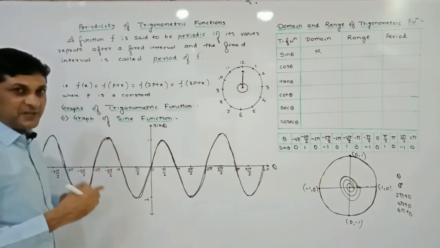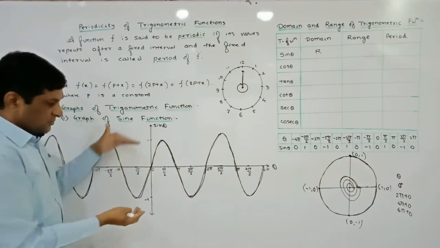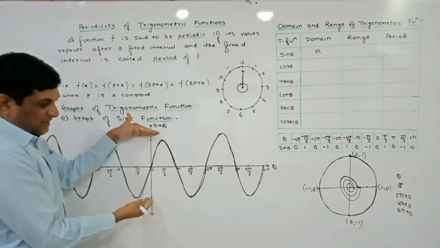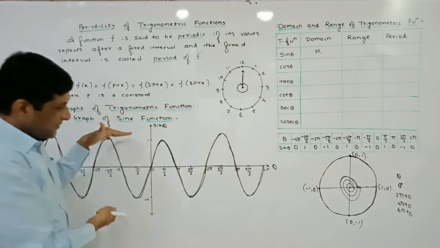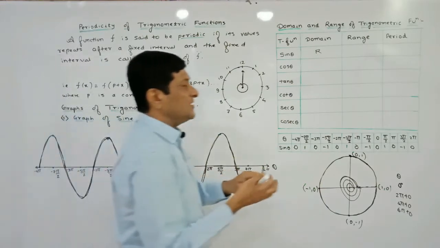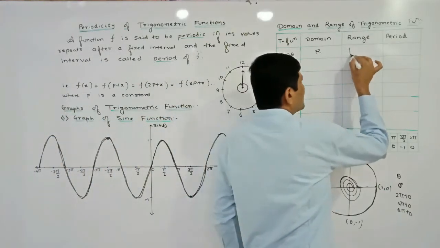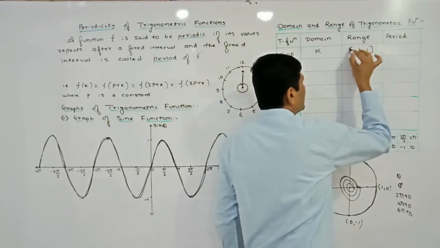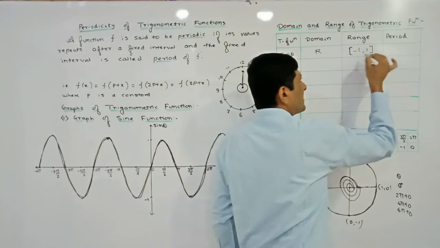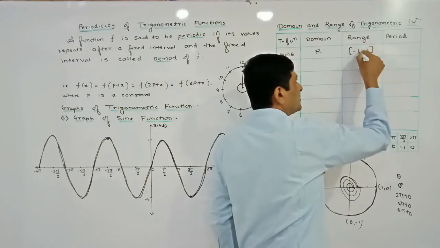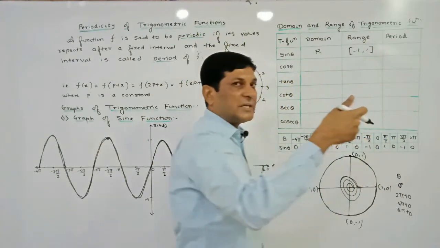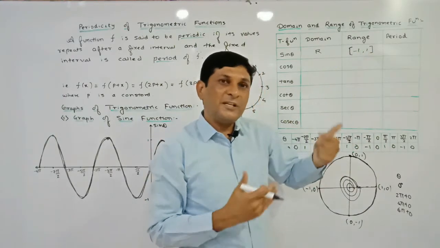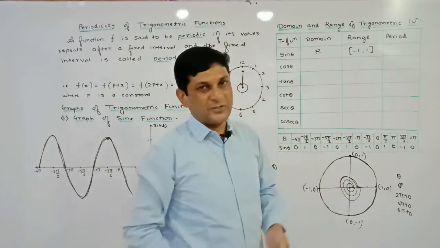If you observe the graphical representation, you will come to know that the values of this graph belong to which interval? Minus 1 and plus 1. That's why we can say that the range of sine is between minus 1 and plus 1. Here the square bracket means closed interval. Closed interval means sin theta takes values between -1 and +1, including -1 and including +1 also.